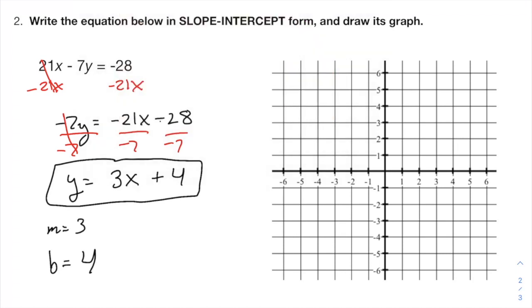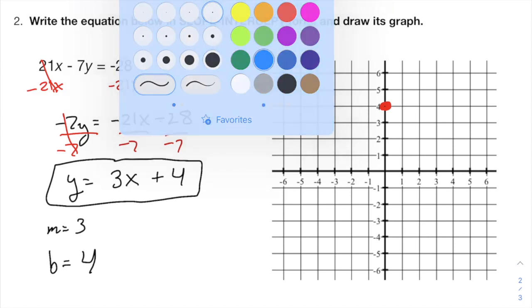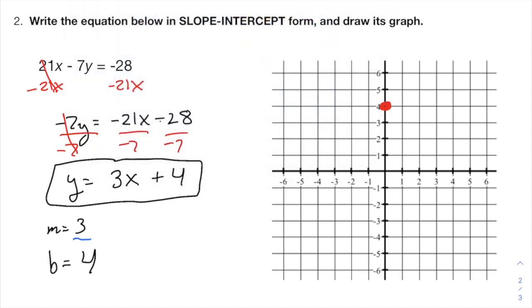So we're going to begin at 4 on the y-axis, and then I'm going to use a slope of 3. A slope of 3, remember, when we say rise over run, when there's no denominator to that fraction, it really means there's a 1 underneath, if you like to visualize that. And so that means we're going to go up 3 and to the right 1.